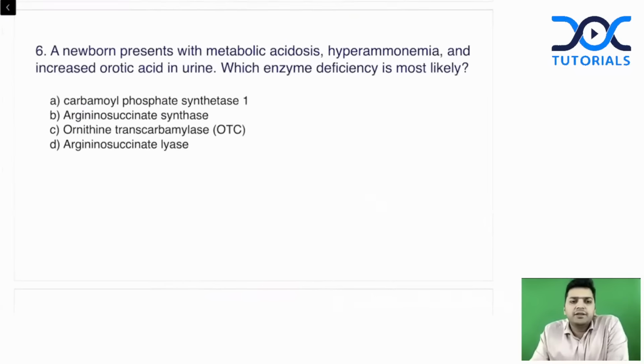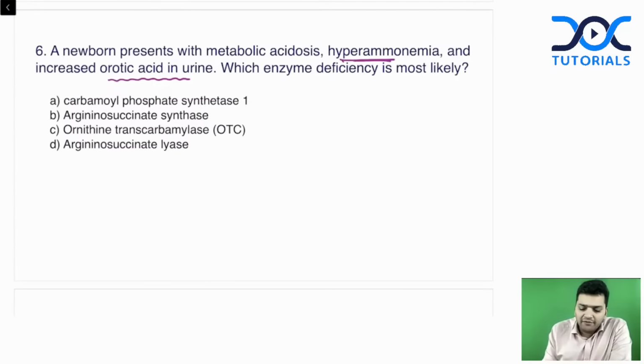Now the next one: a newborn is coming to us. He's having hyperammonemia and an increased amount of orotic acid in the urine. Which enzyme deficiency is there? What do you say? Which enzyme deficiency is there? The hyperammonemia is there and orotic acid is more in the urine.